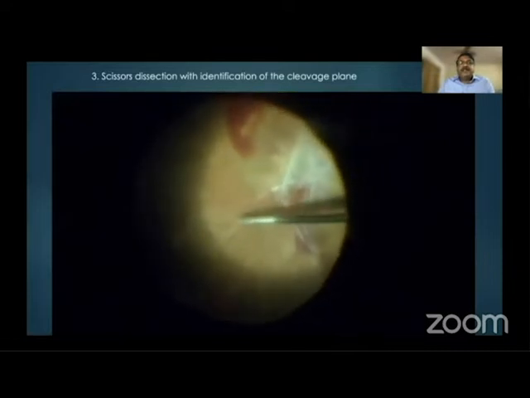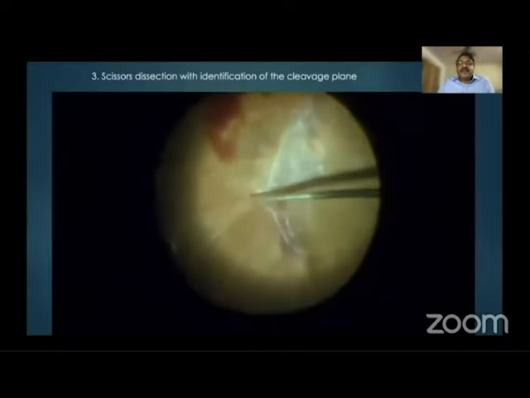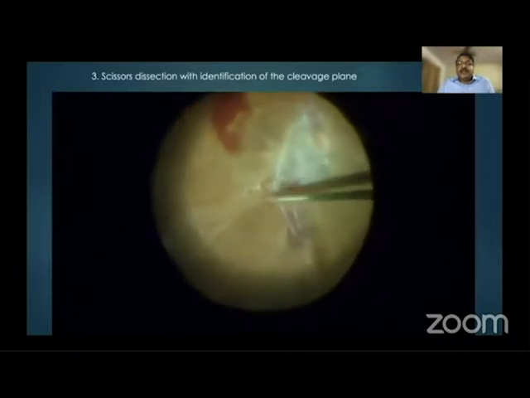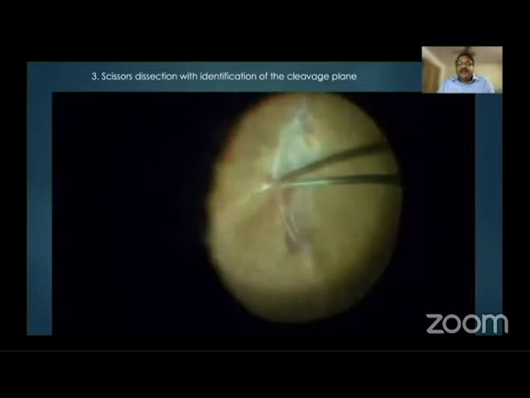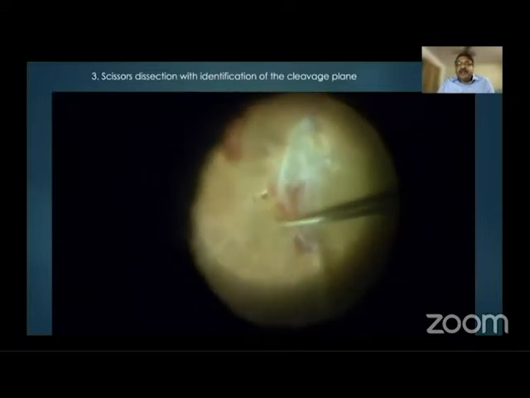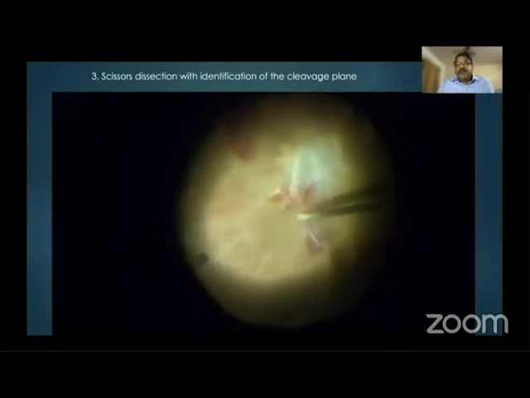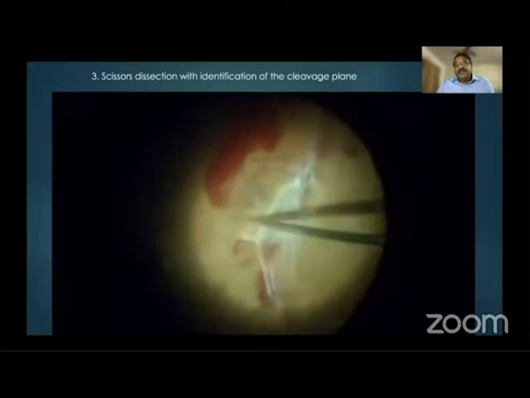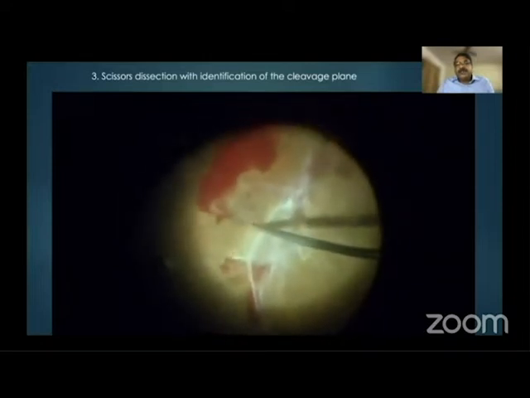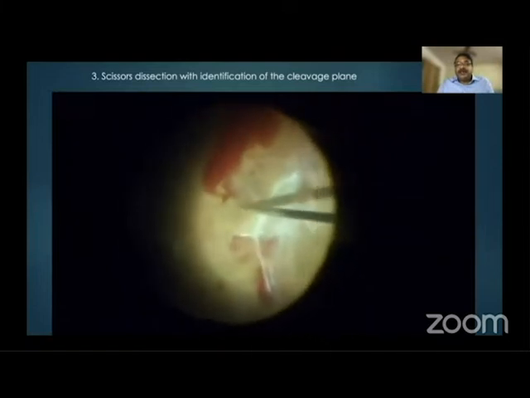The third tip is use scissors dissection. Here you can see that I first identify the cleavage plane using a pick. The secondary membrane actually extends far beyond that visible edge that you see. And then you can start dissection with the scissors also. I show you how elegantly you can dissect this membrane.